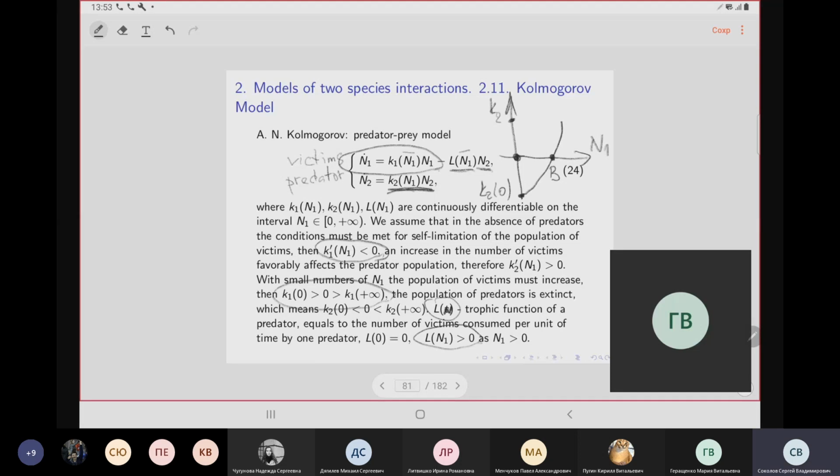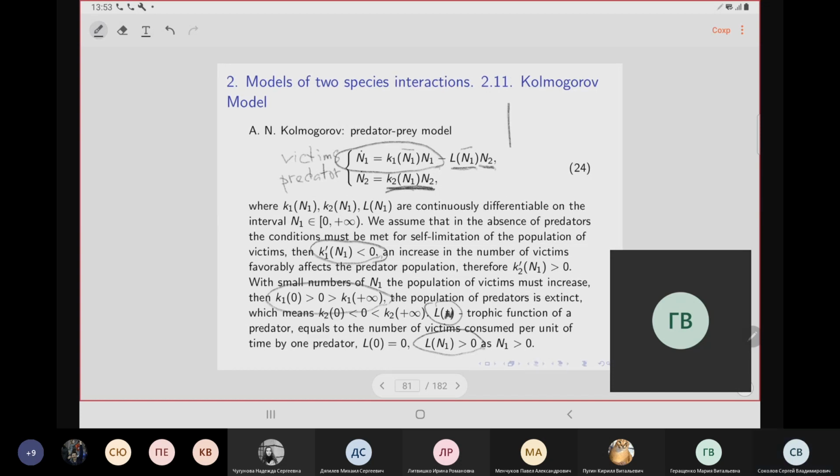What can be the shape of this function L of n? It depends on the hunting abilities of our predator. So n1, and let us consider L. There are some different situations in the real world.